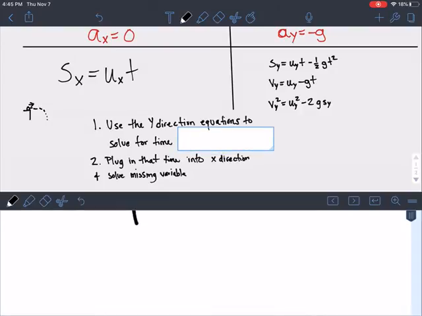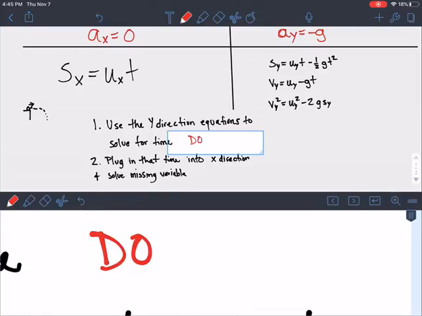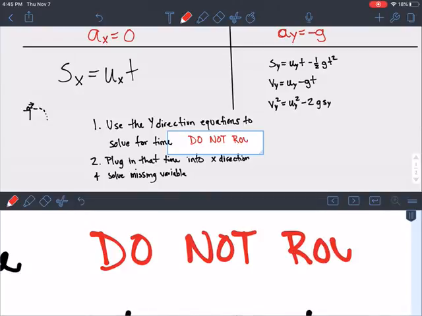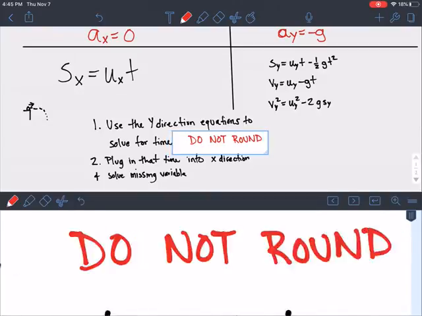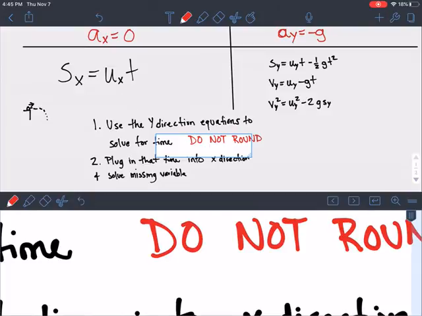Now, one major thing that we need to go over, in between step 1 and 2, do not round. So do not round your time that you find in your y direction when you plug it into your x direction. So do not round in between step 1 and 2. All right, so when you're going from step 1 to step 2, do not round.